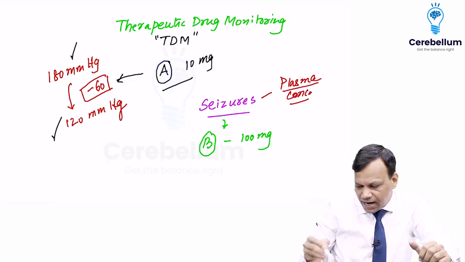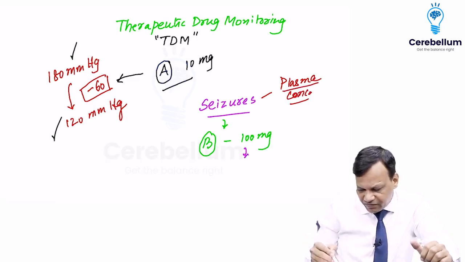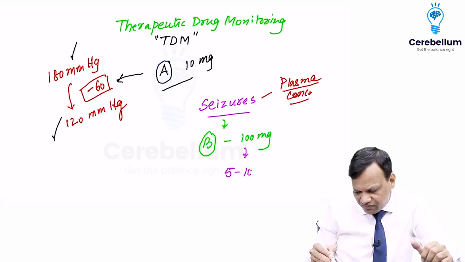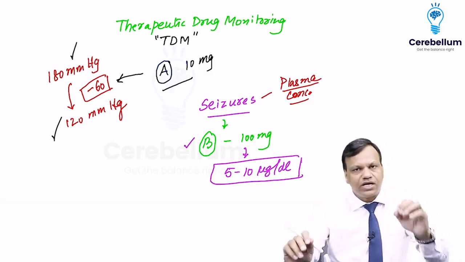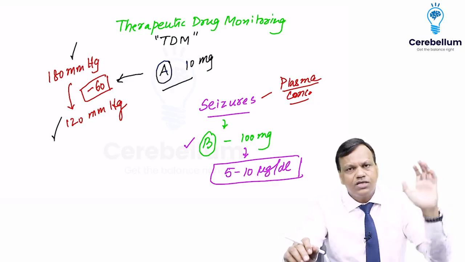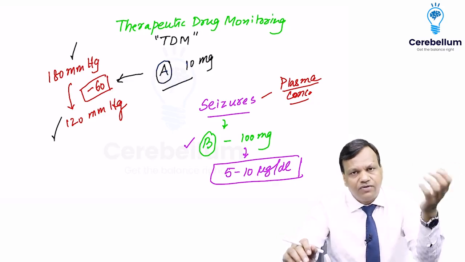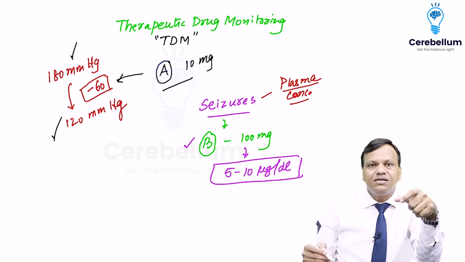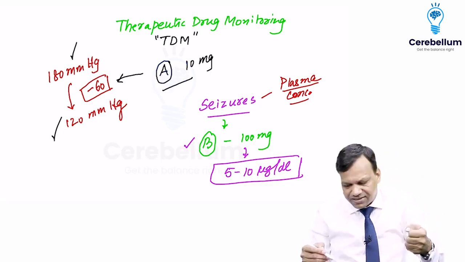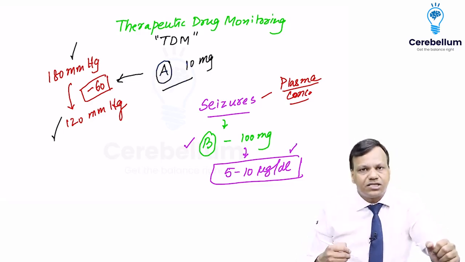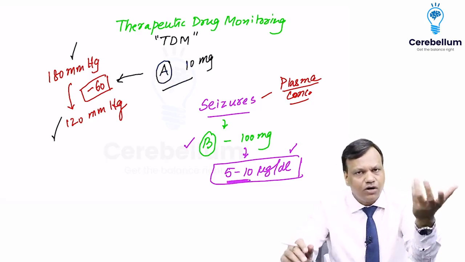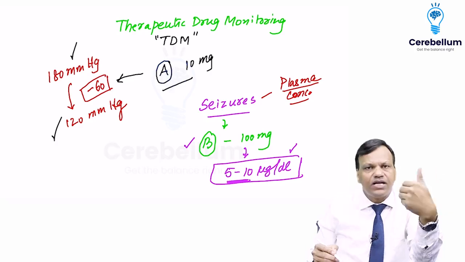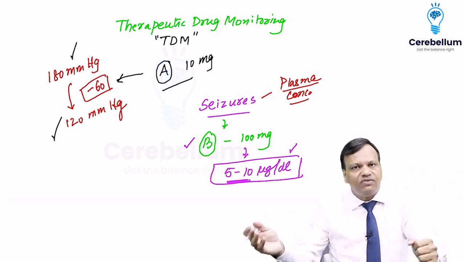So we know that this drug will be effective if the plasma concentration is between 5 to 10 microgram per deciliter. So what will we do? The same thing. We will ask the person to take drug B 100 milligram for a few days. After that, we will call the person, but now we will check the plasma sample. We will take the blood sample and measure the plasma concentration. If it is between 5 to 10, it means that the dose is okay, so we will continue. If it is less than 5, we will increase the dose. If it is more than 10, we will decrease the dose.